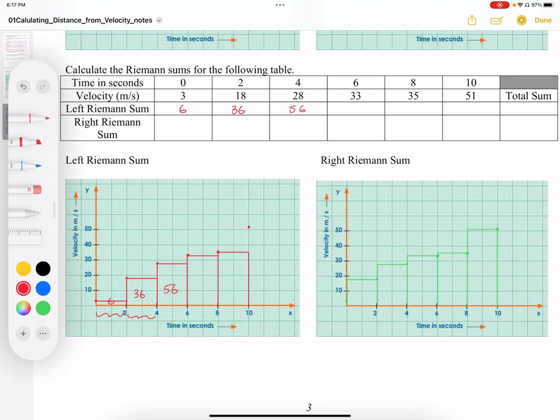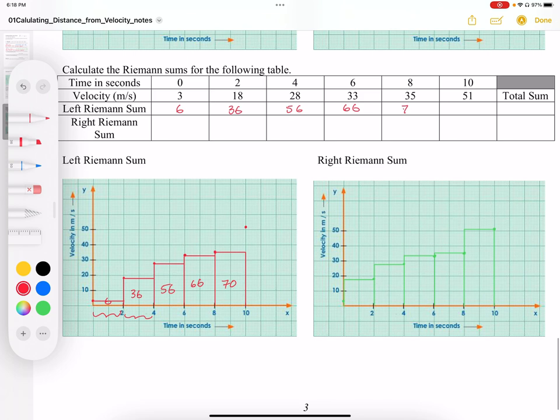And then for the next one, the left edge velocity is 33 meters per second. So times 2 seconds, we get 66 meters here. And then for the last rectangle, the left edge is going to be 35 meters per second. So the distance traveled for 2 seconds is represented by 70 meters. Okay, and so we don't use that right edge of 51 meters per second.